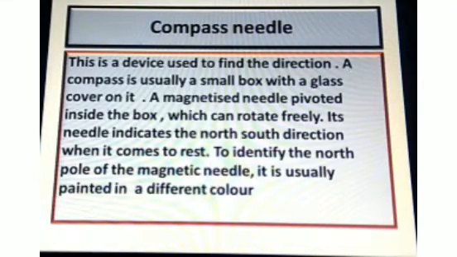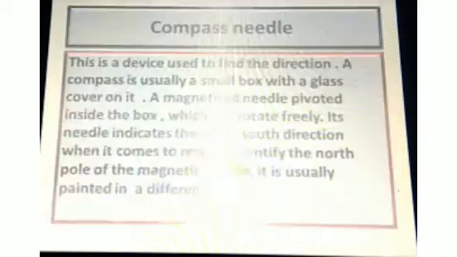A compass needle is a device used to find the direction. A compass is usually a small box with a glass cover on it. A magnetized needle is pivoted inside the box, which can rotate freely. Its needle indicates the north-south direction when it comes to rest. To identify the north pole of the magnetic needle, it is usually painted in a different color.